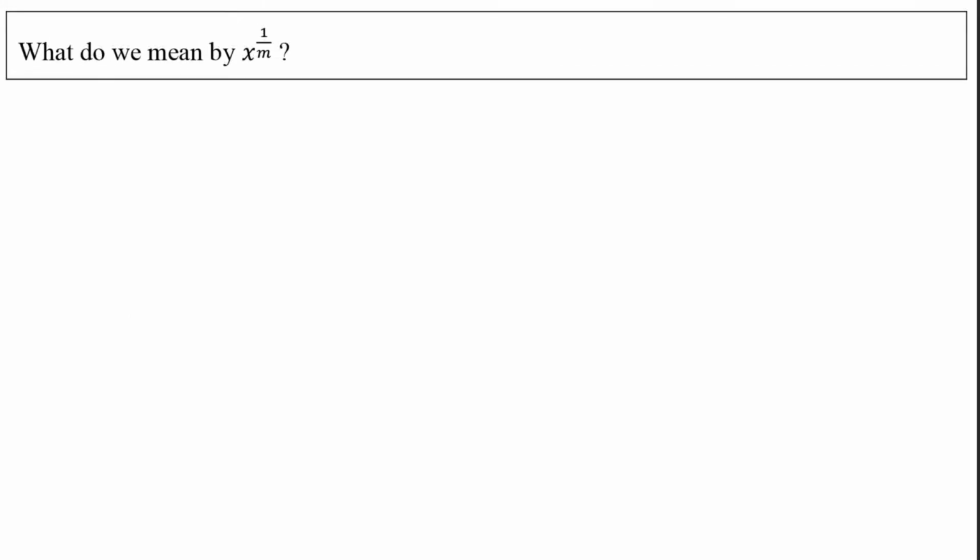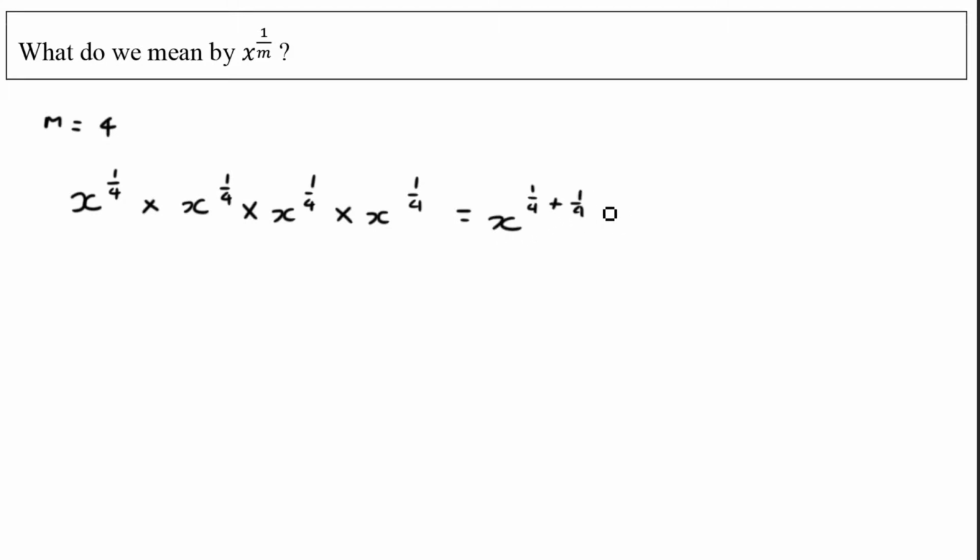An extension of this idea is, what do we mean by x to the 1 over m, where m is a whole number? Let's investigate this by an example. Suppose we have an m of 4. So we would have x to the 1 over 4. What would happen if we multiplied that by another x to the 1 over 4, and another x to the 1 over 4, and another x to the 1 over 4? We would have x to the quarter plus a quarter plus a quarter plus a quarter. Well, 4 quarters is 1, so again we have x to the 1, or just x.